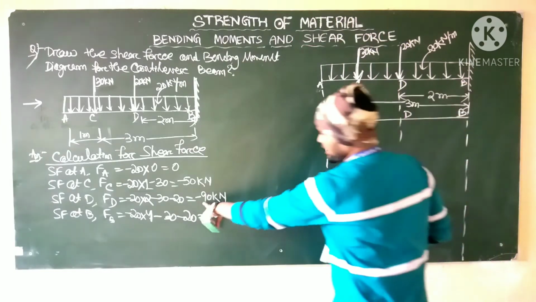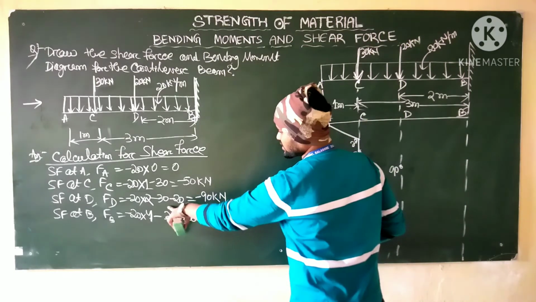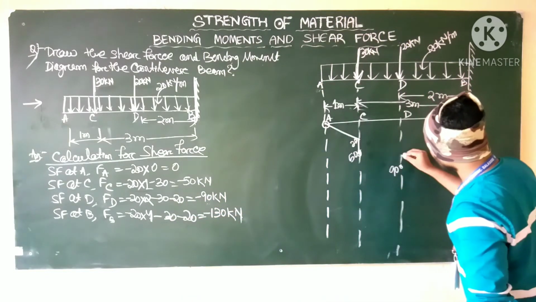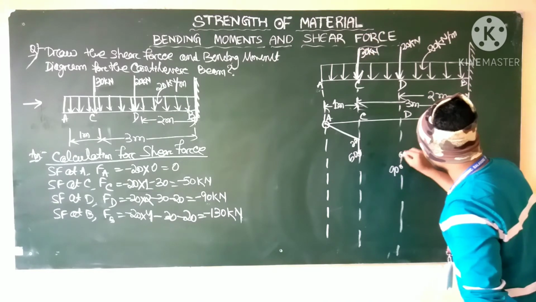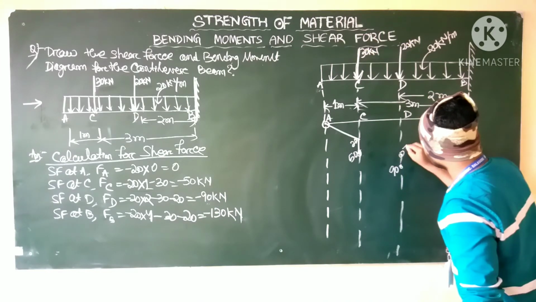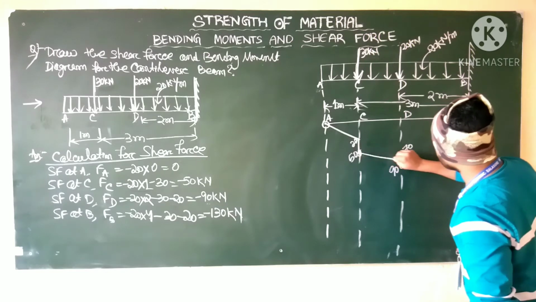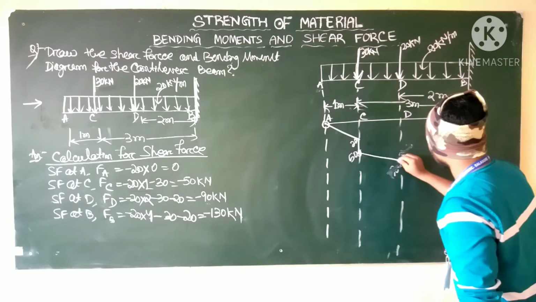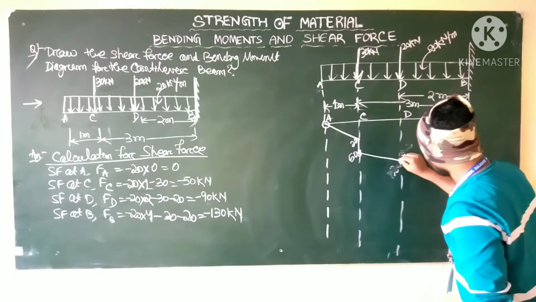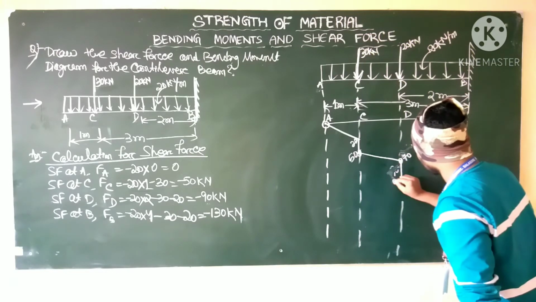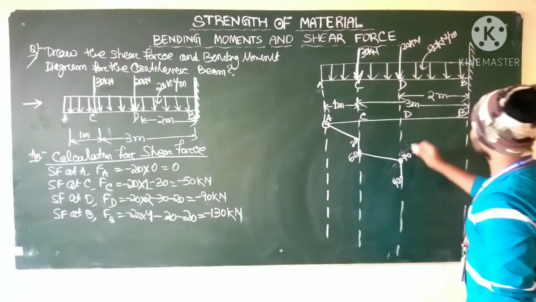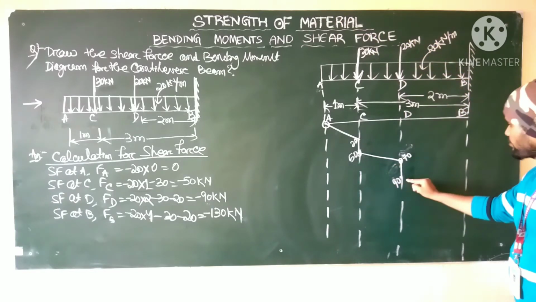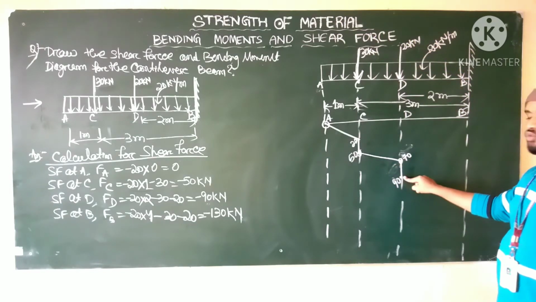So 90 minus 20, then it will be 70. So 50 to 70 it is an inclined straight line. After that, 20 kilonewton vertical. As it is a point load, after that 70 it will be vertical.